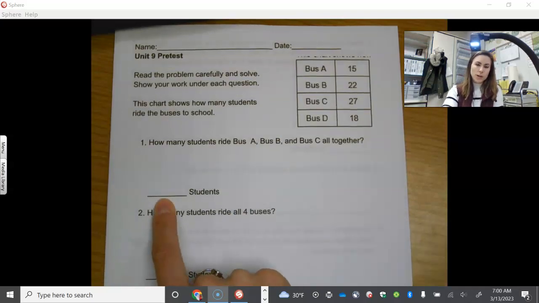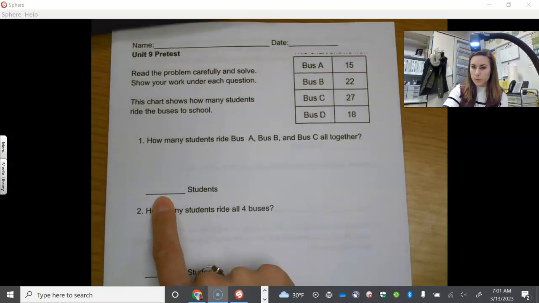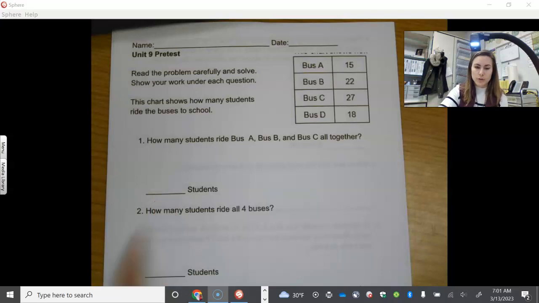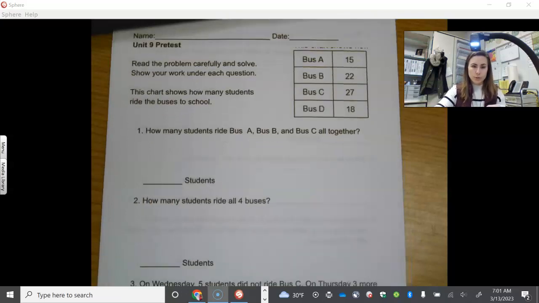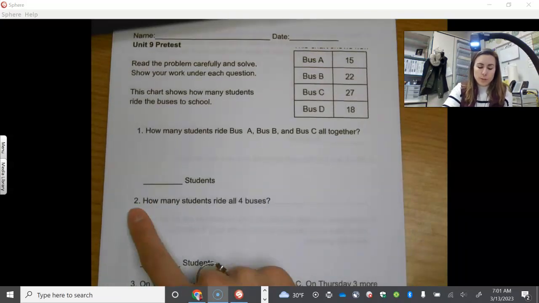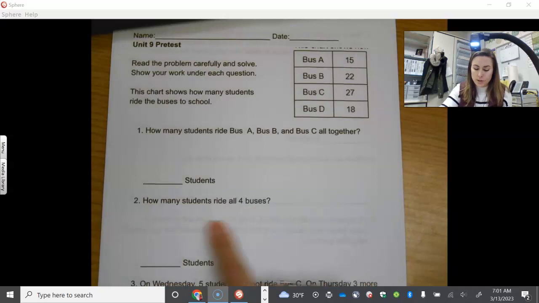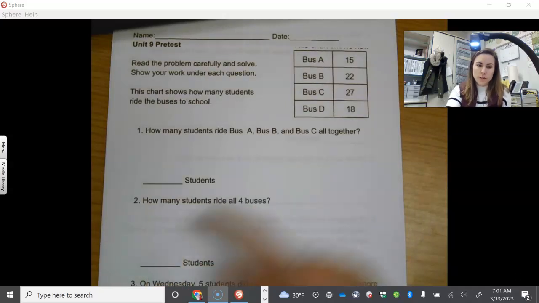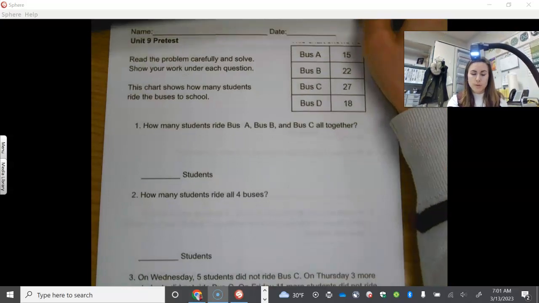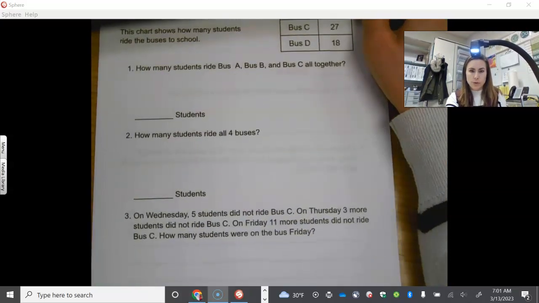So now you're going to pause the video and do the work for number 1 and get an answer, and then push play when you are ready to hear number 2. Number 2 says, how many students ride all 4 buses? Again, you have space to do your work and then a space to write your final answer. Make sure you pause it before I read number 3.